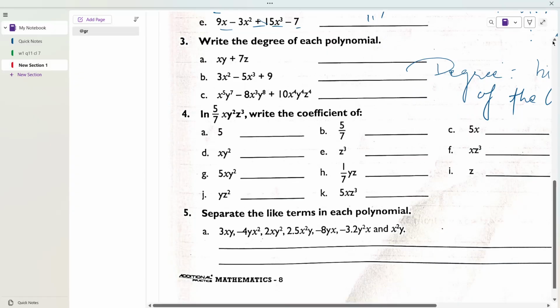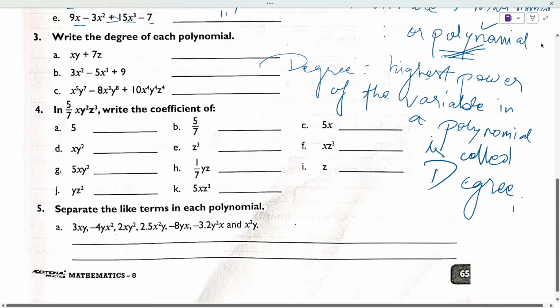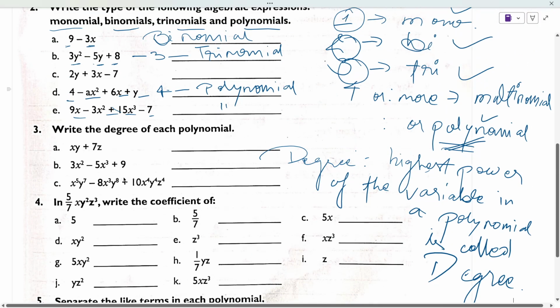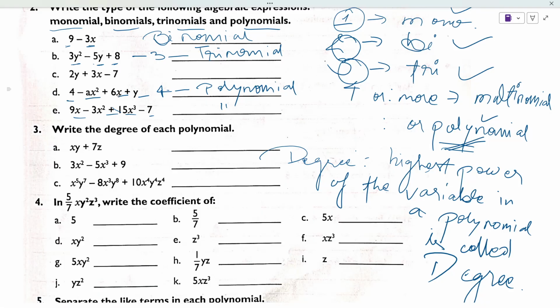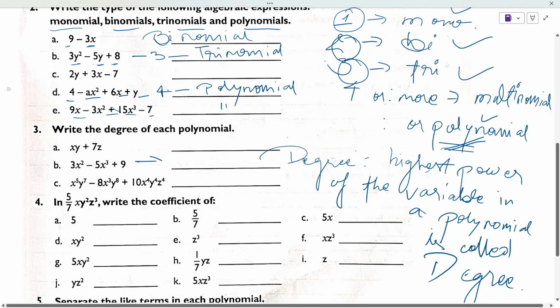So I was saying that yes, as we can see in our question, do we have the option of zoom in? So xy plus 7z. The first term is xy. If there would have been single variable terms, we would have checked its power and then compared the highest power. Like if you see part B, that is a good example to start with. So 3x square minus 5x cube plus 9.